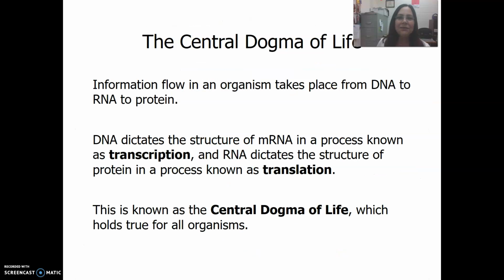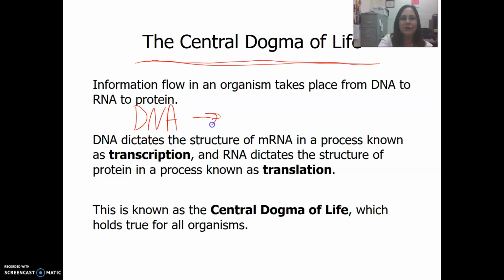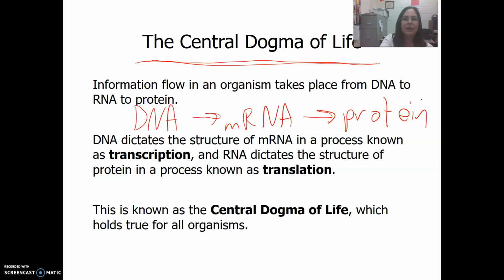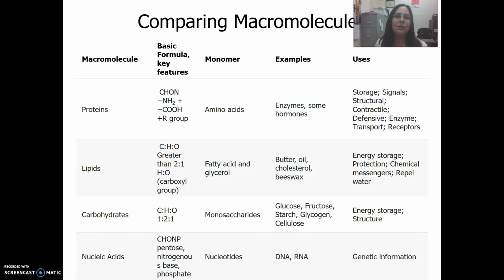The central dogma of life, I've been explaining that to you all along, but the central dogma is what I drew that says information flows from DNA to messenger RNA, and then that is used to code for the protein. The process where DNA codes for messenger RNA is called transcription, and when RNA helps to build a protein, that's called translation. And this is the central dogma of living things. All living things follow this process for making proteins.